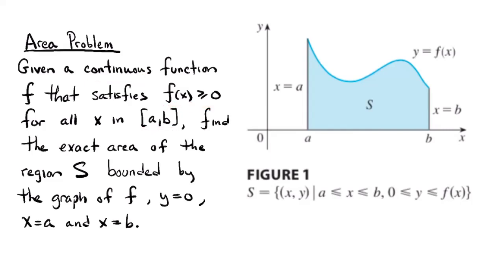And the area problem is, such a function encloses a region S that's bounded by the graph of that function, bounded in the sense that it's one of the edges. It's curvy. And then three lines: the line x equals a, the line x equals b, and the line y equals 0. Okay, so those four things together enclose this region S, right? And the area problem is: find its exact area.